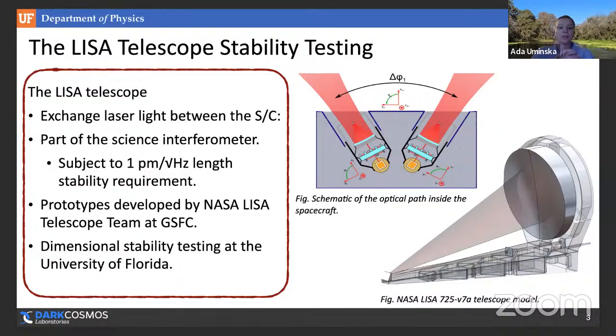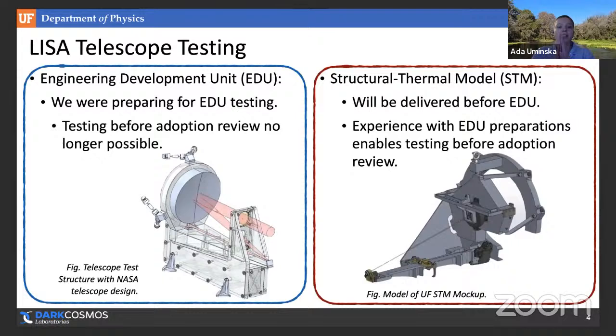And the LISA telescope dimensional stability, or optical path length stability, testing will be carried out at the University of Florida, and that will be the main topic of my presentation. So probably you heard in our previous talks that for quite some time we've been preparing to test the engineering development unit. However, due to some circumstances that I will talk about later, we decided to measure a structural thermal model instead and use our experience with the EDU testing preparations, which will allow us to test the structural thermal model before adoption review and get some preliminary results.